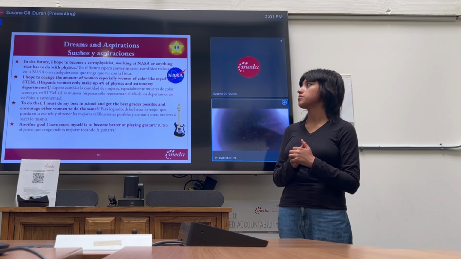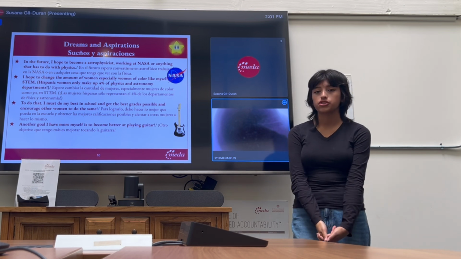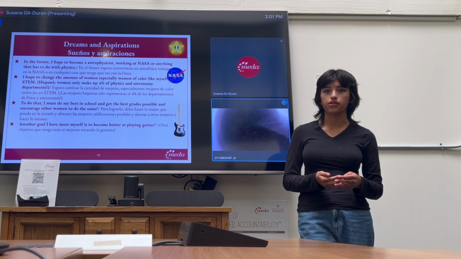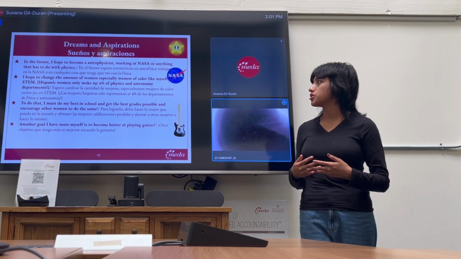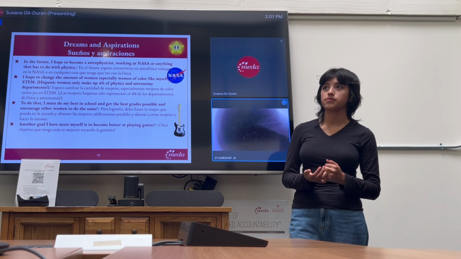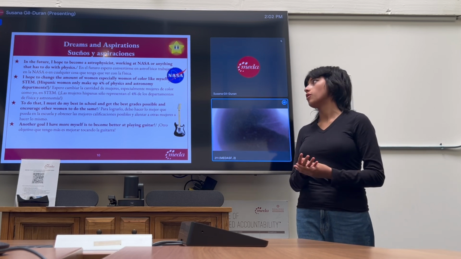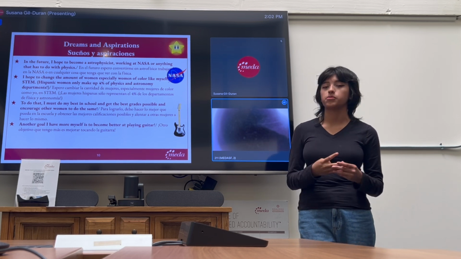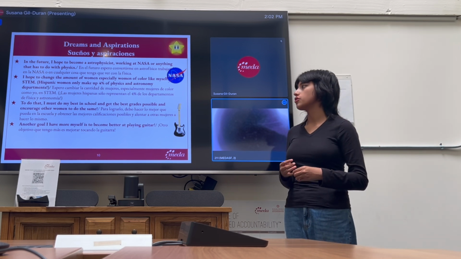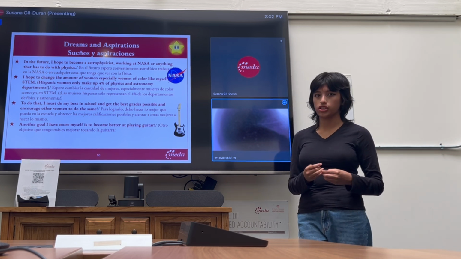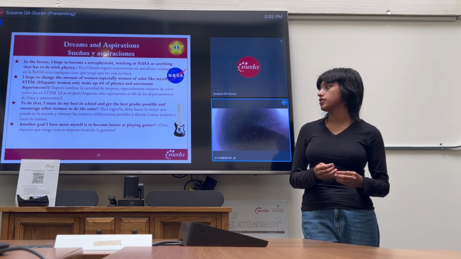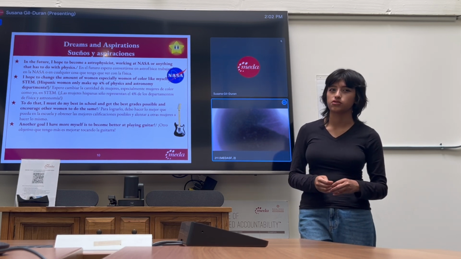So these are my dreams and aspirations. In the future, I hope to become an astrophysicist working at NASA or anything that has to do with physics. I hope to change the amount of women, especially women of color like myself, in STEM, because Hispanic women only make up 4% of physics and astronomy departments. To do that, I must do my best in school and encourage other women like myself to do the same. Another goal I have for myself is to become better at playing guitar, since that's one of my hobbies.